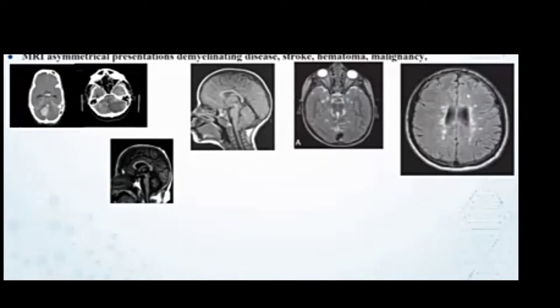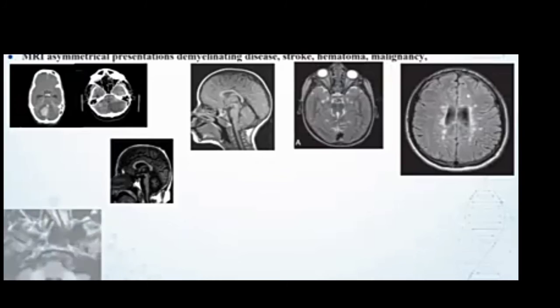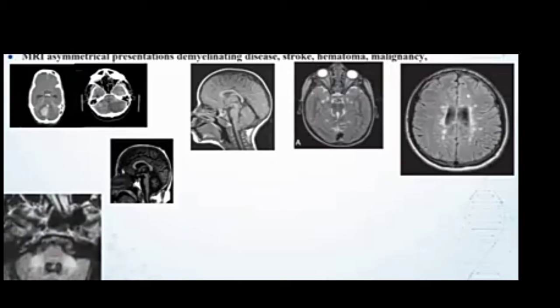Multiple sclerosis is a very common one we can find very often. A bilateral MCP hyperintensity points to a diagnosis of fragile X tremor ataxia syndrome, which, although rare, can occasionally help to clinch the diagnosis.